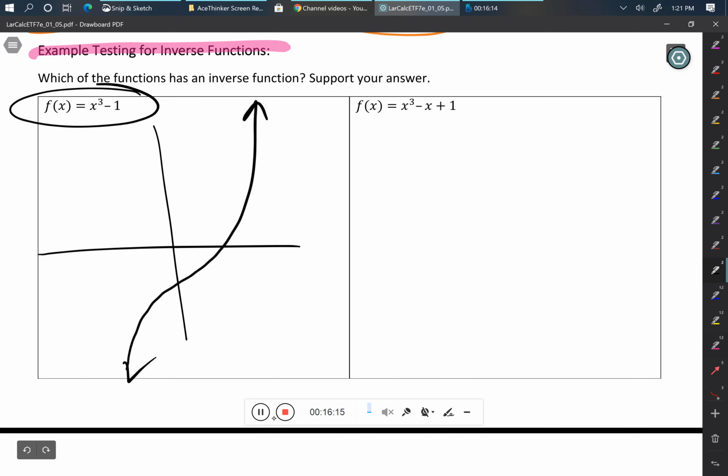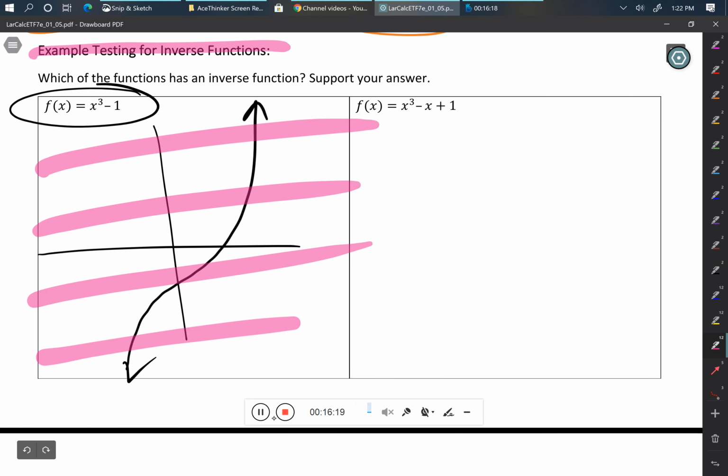And so if I were to attempt the horizontal line test, pretty sure that's never going to have an issue. And if that never has an issue, I think that I've got a winner here. I think that I've got a function that would have an inverse. Okay? And so I would say that one does.